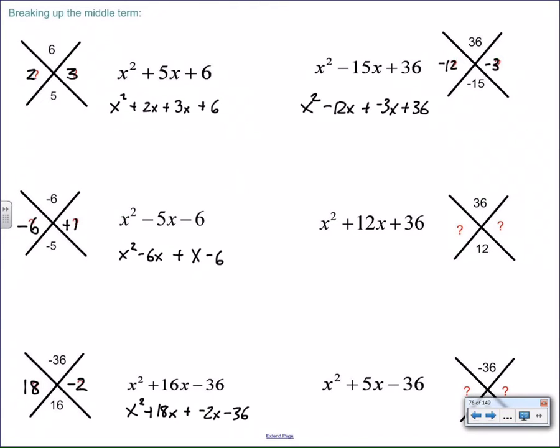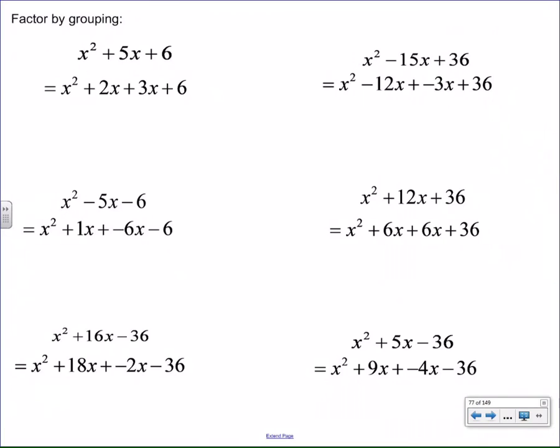I would suggest that at this point you can pause and make sure you understand how each of these middle terms was broken into two different terms by using this x box method. Now what that's done is it's created a situation where I have four-term expressions, and I can use factoring by grouping to complete that work.